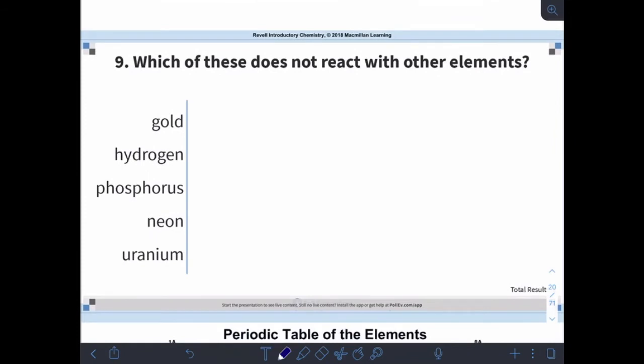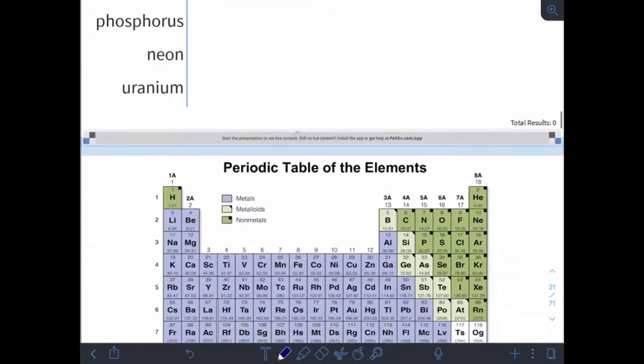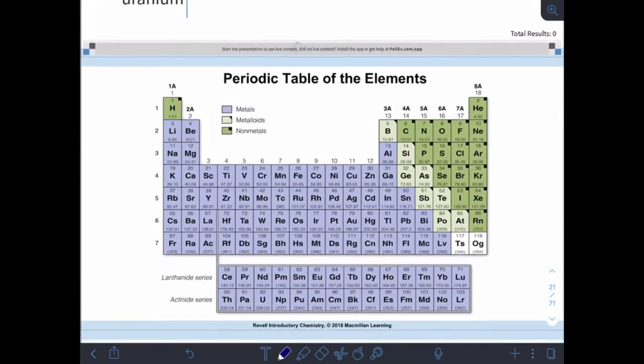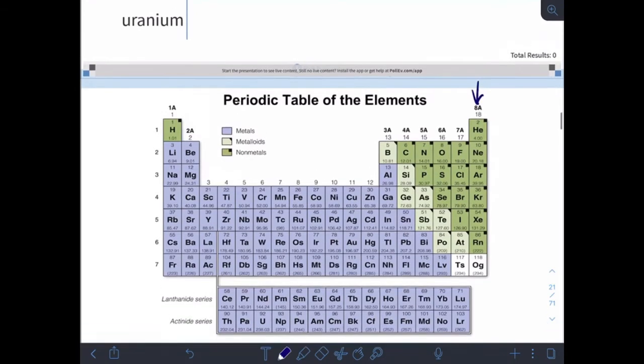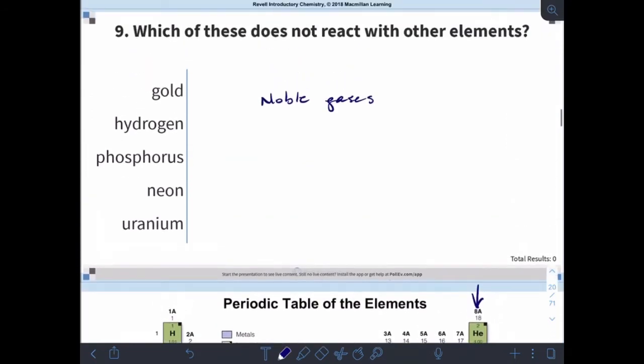So which of these does not react with the other elements? Remember, the ones that don't react with other elements, those are the noble gases. All right, so let's take a look at a periodic table and find the noble gases. That's right over here on the right in group 8. So helium, neon, argon, krypton, xenon, and radon. That means neon is our choice.